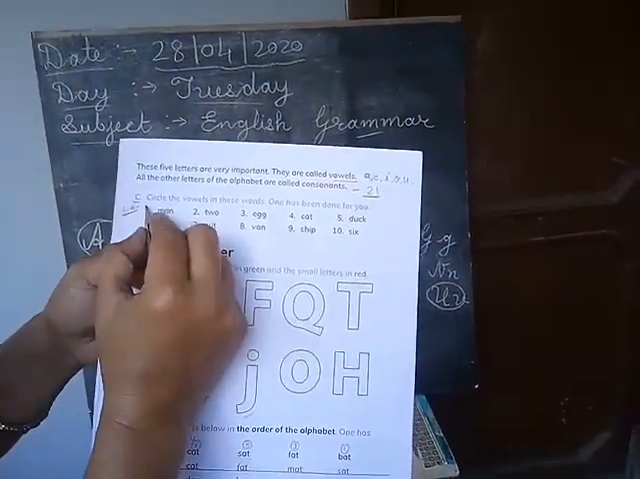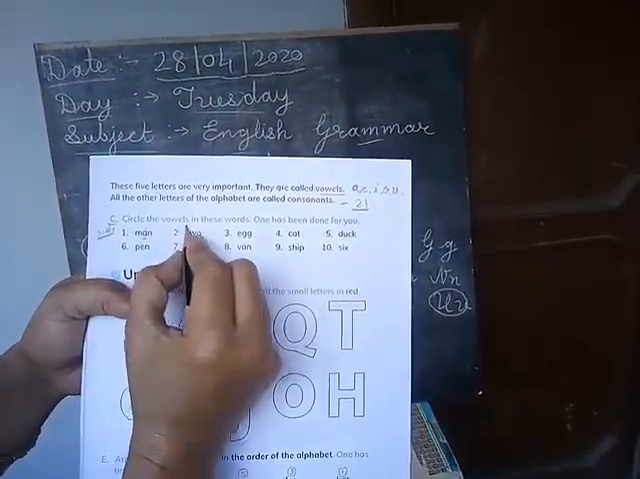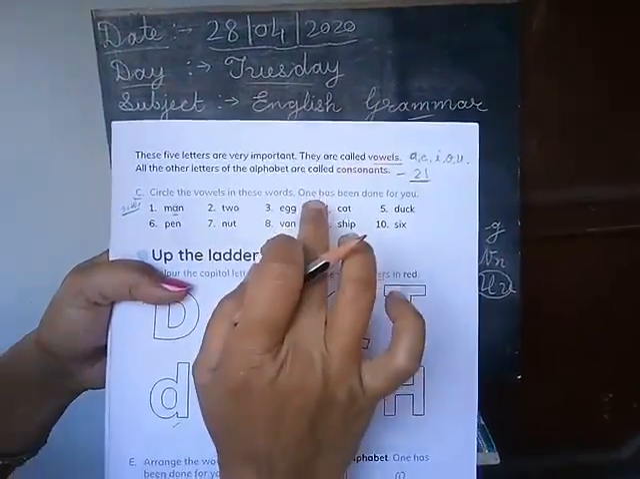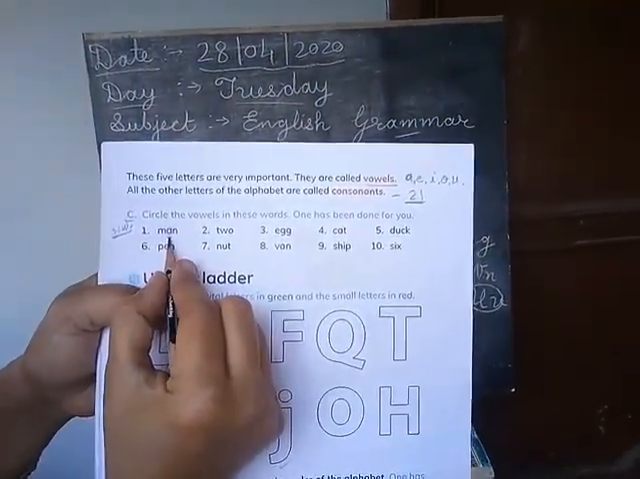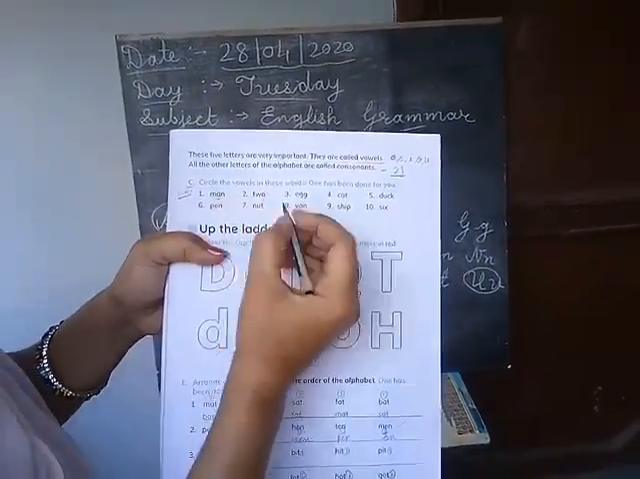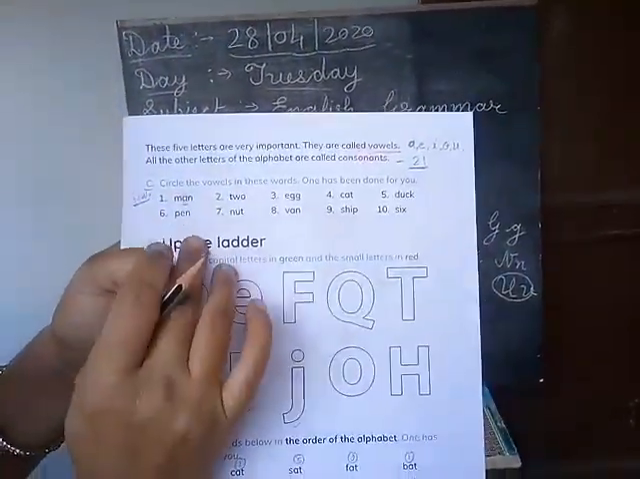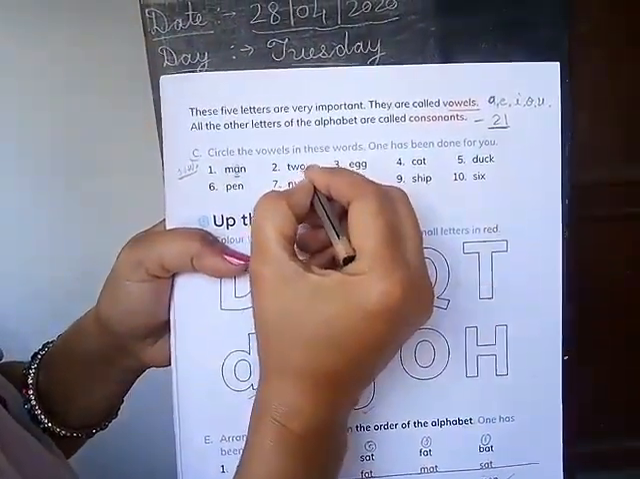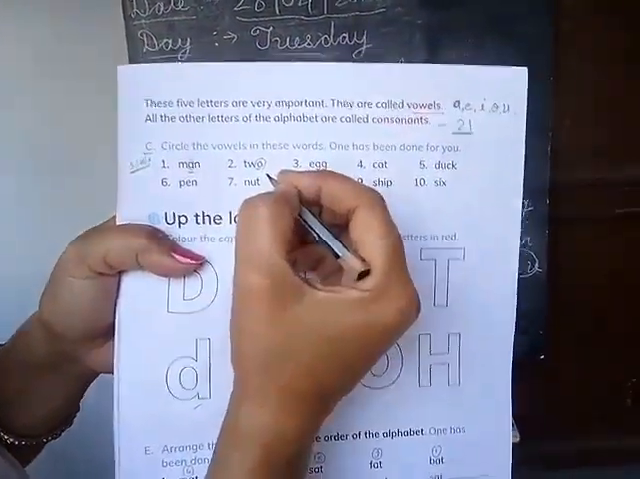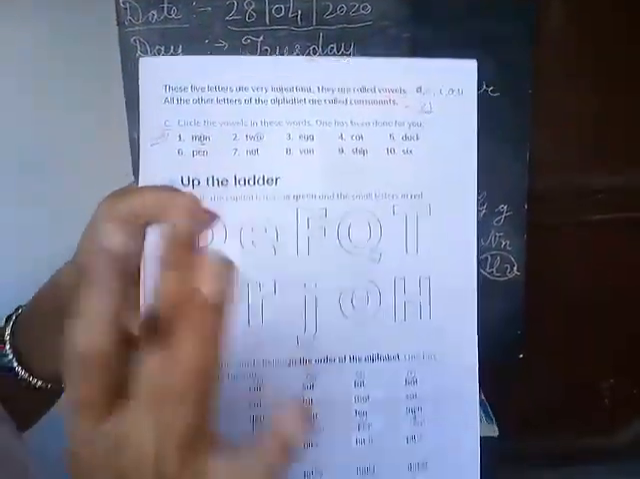Now this is your homework. You have to circle the vowel in these words. One has been done for us. M-A-N. Vowel is A. So they have circled A. Now we have to circle in the rest of the words. T-W-O is there, so we can circle the O. Okay, like that only you have to do it in homework.